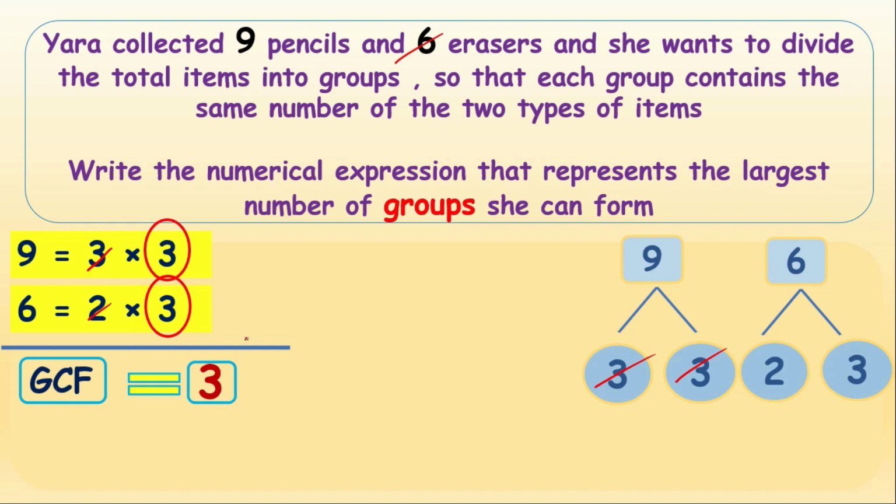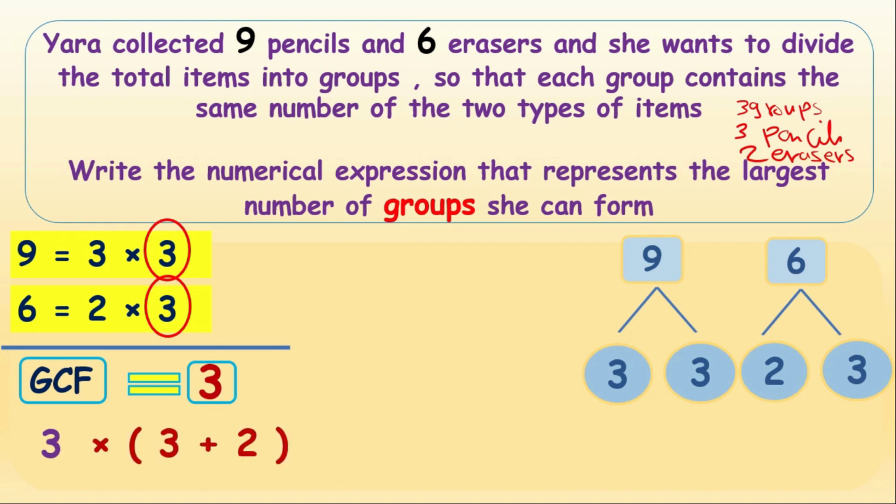So now let's write the common factor 3, right? 3 as a common factor. Common factor for what? For the rest numbers, 3 and 2. So multiply the common factor 3 times 3 plus 2. The 3 plus 2 refers to numbers of pencils and erasers.